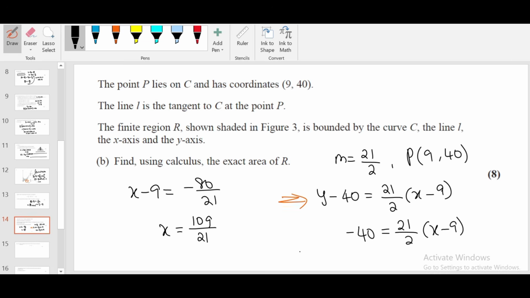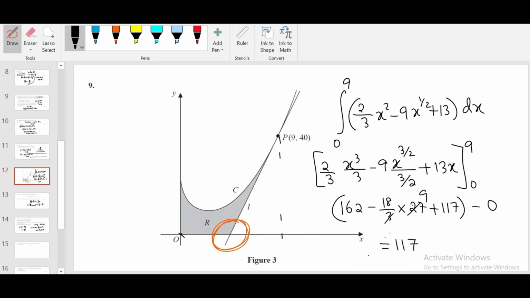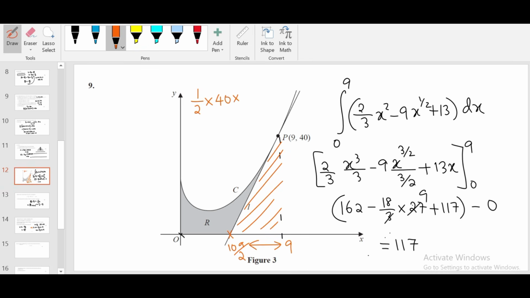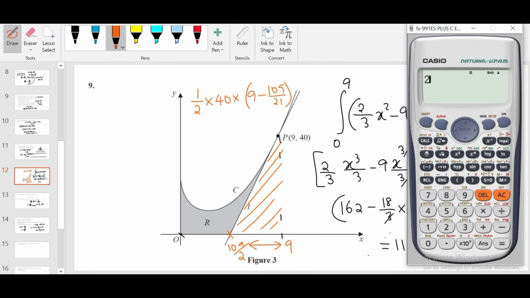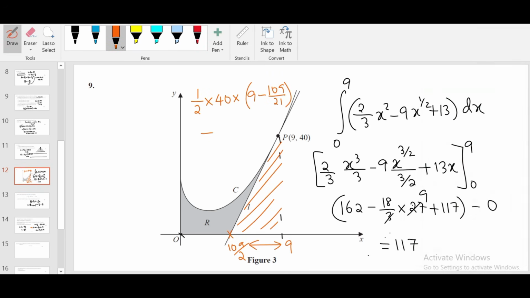That's the x coordinate. Now back to this figure. We know this x value is 109 over 21. This is 9. The difference is the base. So the area of this triangle is half times height times base. Base is 9 minus 109 over 21. So 40 over 2 times 9 minus 109 over 21. That's the area, 1600 over 21.